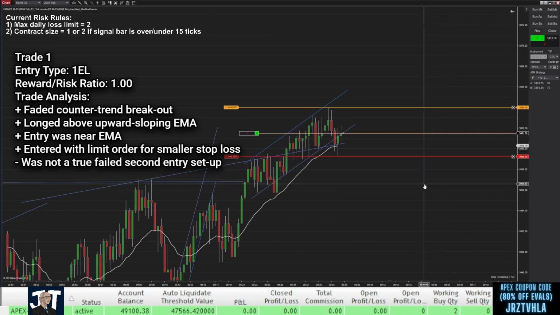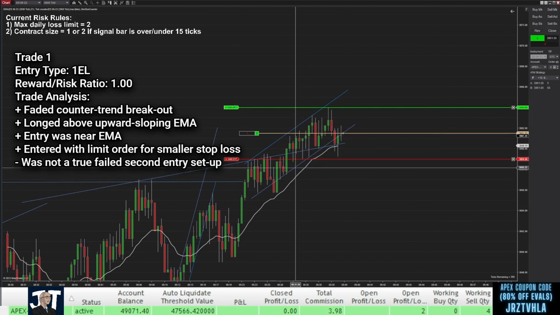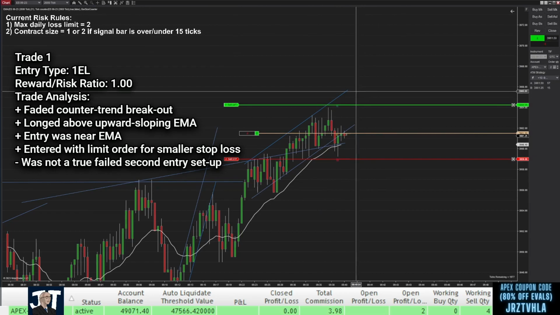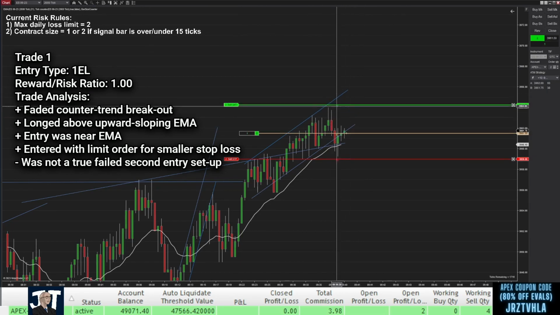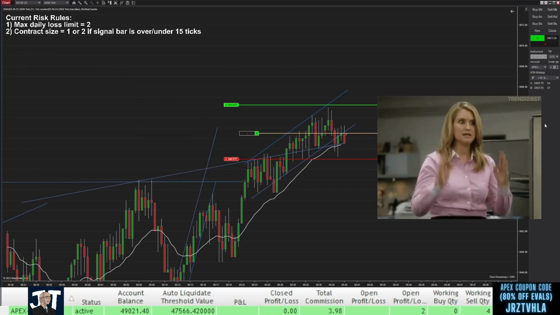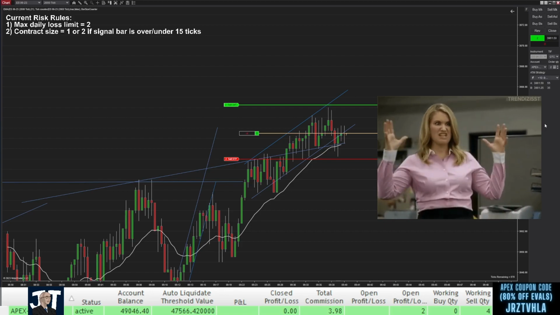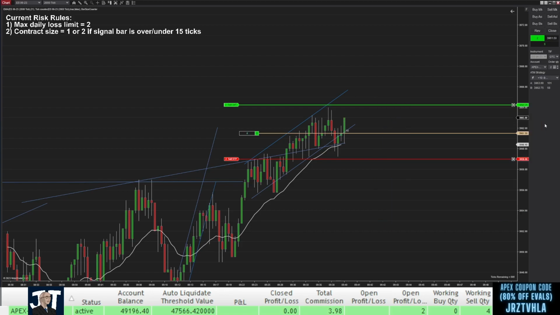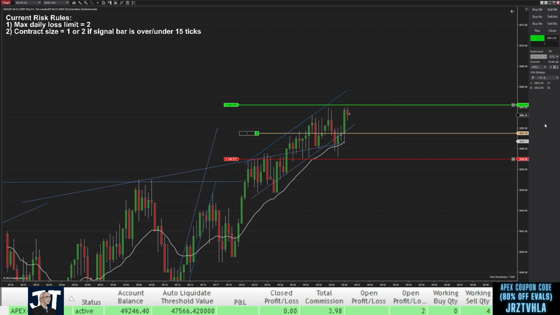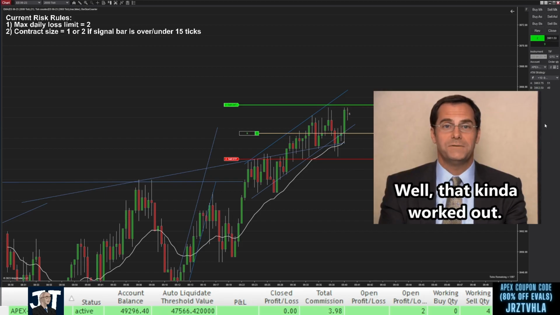After a pretty bullish reaction to CPI, I see price break out of a bullish channel and bounce from the EMA. Fading a counter trend breakout is a high probability price action setup, so I entered what I thought was a failed second entry short setup. I used a limit order because the signal bar was a bit large and this way I could have a smaller stop loss. This was honestly a great setup that followed all the price action rules, except for the fact that I miscounted the legs and this actually wasn't a failed second entry short. It was more of a first entry long that still played out beautifully, so I'll take it.